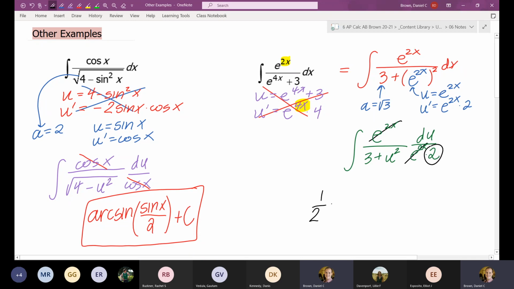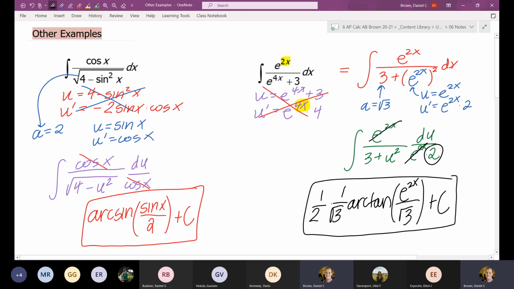Arctangent does have 1 over a in front. So I would have 1 over a out in front. And then this is the arctangent. What is it the arctangent of? It's the arctangent of u over the a, and then don't forget your plus c.